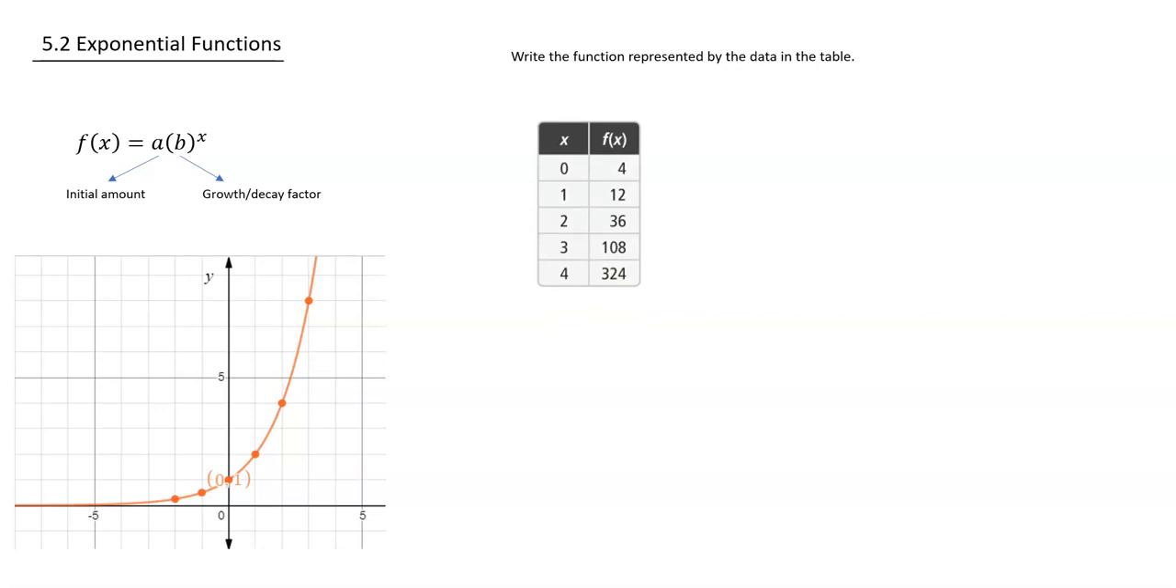So now we want to write a function represented by the data in the table. Well, when we look at the y values, the column with f of x, 4 times 3 is 12. 12 times 3 is 36. 36 times 3 is 108. And 108 times 3 is 324. We're multiplying by 3 every time. So that's our growth factor. And our initial amount when x is 0 is 4. So that's our a value. So our equation is f of x equals 4 times 3 to the x power.